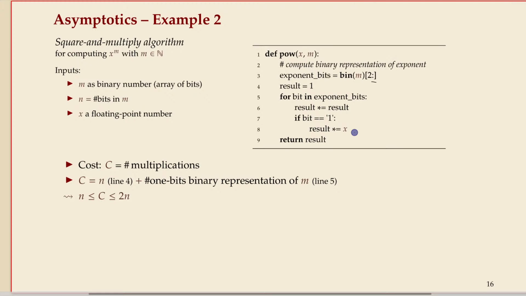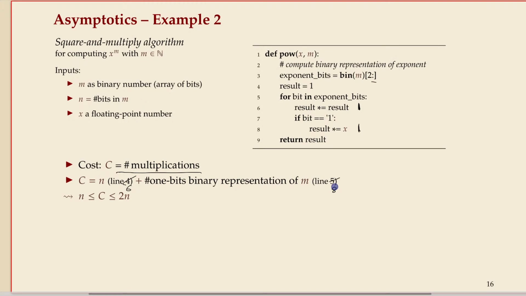How fast is it? Let's count the number of multiplications. There's one multiplication happening in line 6 and one happening in line 8. I guess these line numbers have moved. So this should be line 6. This should be line 8.